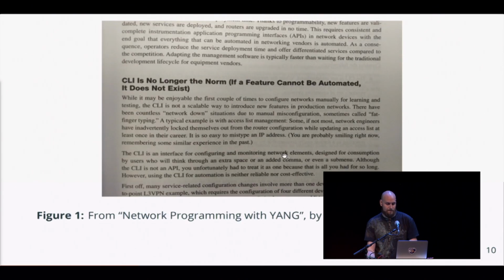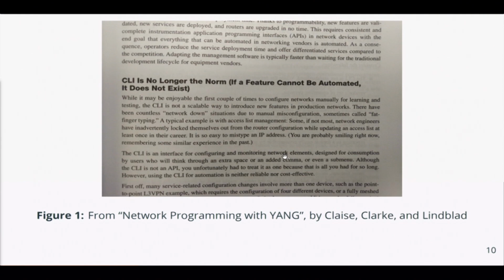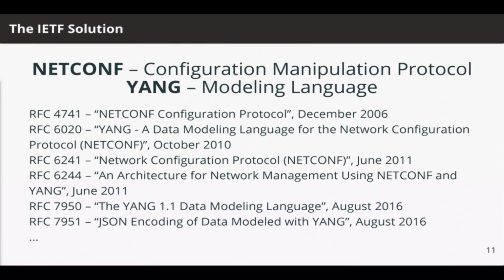These authors are, of course, a little bit biased because their book is called Network Programming with YANG. However, this chapter heading, "CLI is no longer the norm. If a feature cannot be automated, it doesn't exist," rings, I hope, true for many of you. It at least does in the system administration world, and I would gather it also in the networking world, because you might have even more devices.